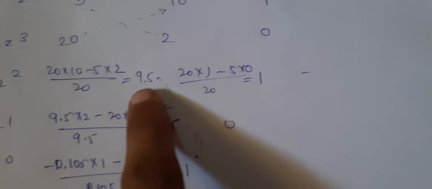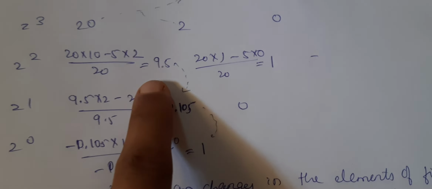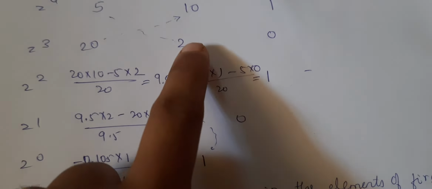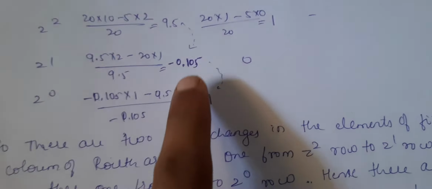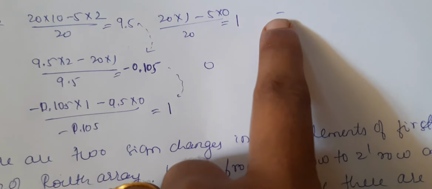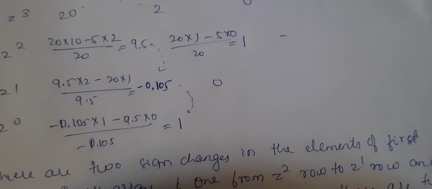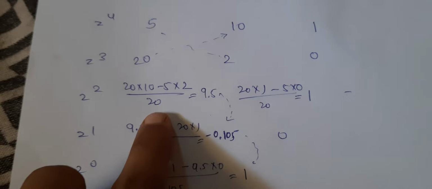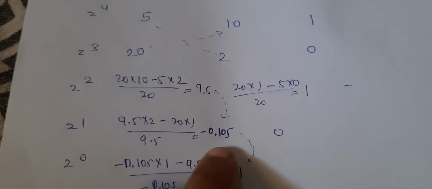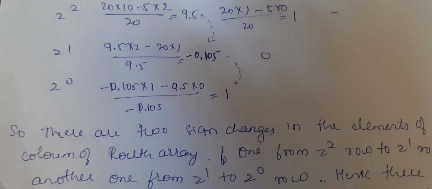After simplification we have got 9.5 and 1. After getting 9.5 we calculate the next one: 9.5 into 2 minus 20 into 1. We have got this value, and after that minus 1.05, and then 1 minus 9.5 divided by minus 1 gives 1. In order to find how many roots are there in the right half, here we have plus, plus, plus, plus to minus, so plus to minus and minus to plus. Hence there are two roots in the right half of the S plane.